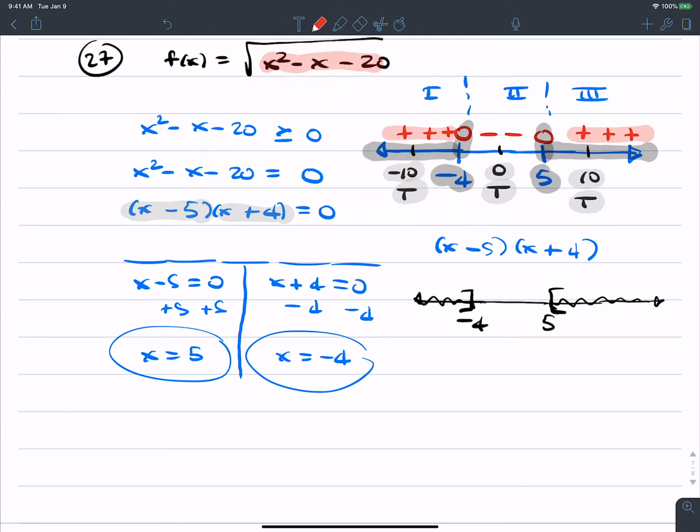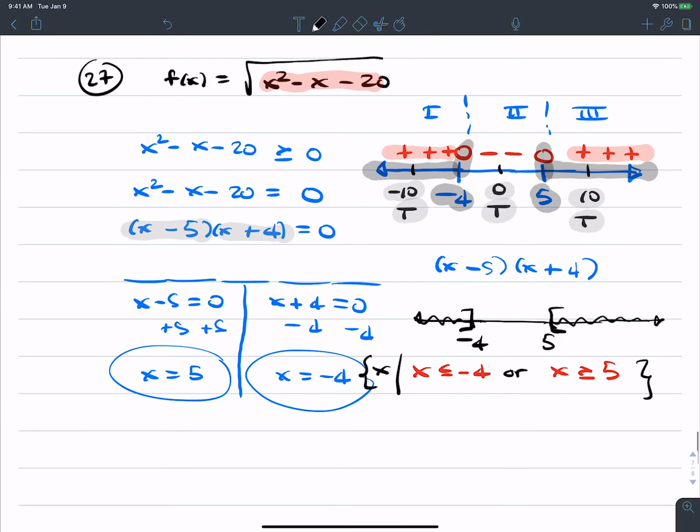Remember, if they want set notation, this left portion is x less than or equal to -4. The right portion is x greater than or equal to 5. In terms of the domain, we say the set of all x such that these two are satisfied, and we use the word or here. We just unite the left piece with the right piece on the real number line. In interval notation, you're looking at -infinity up to -4, including -4, united with 5 to infinity. Here's your interval notation for your domain.